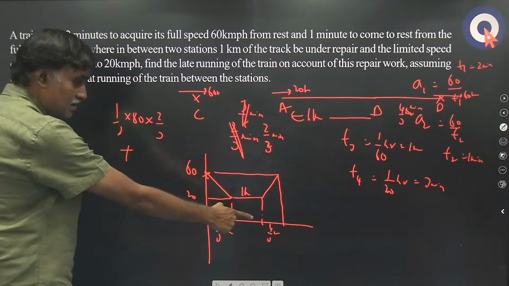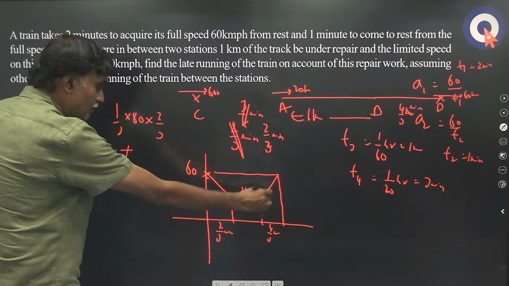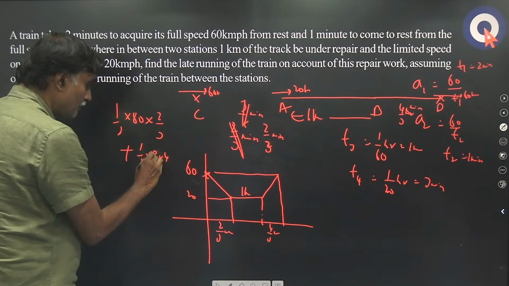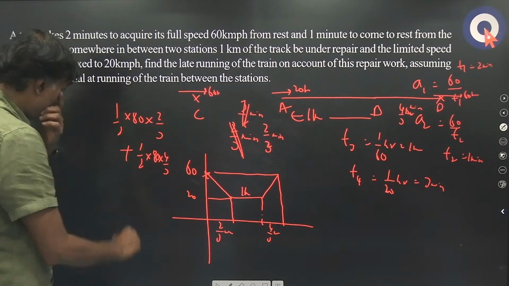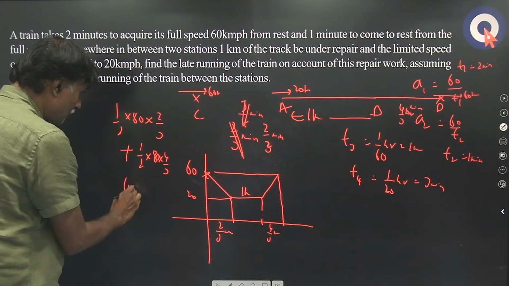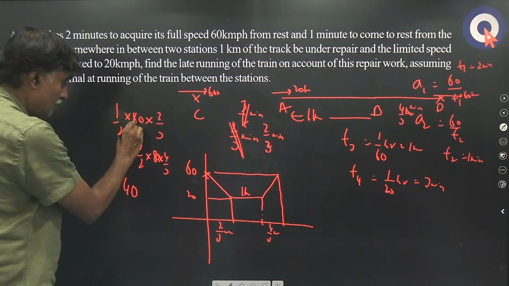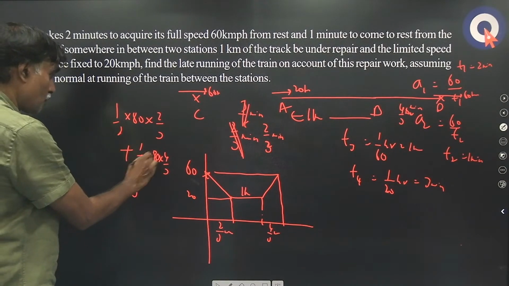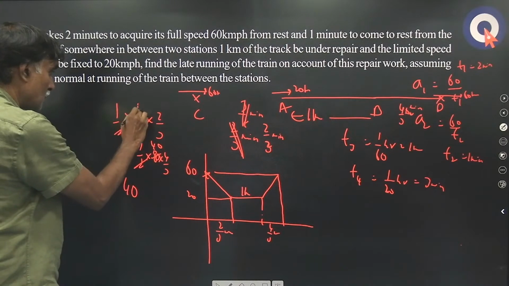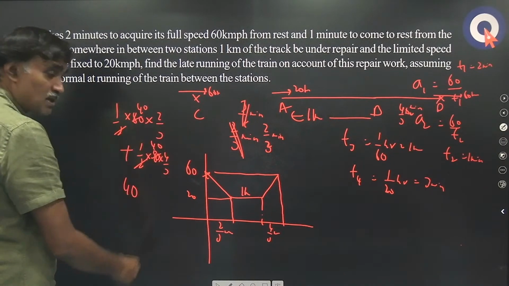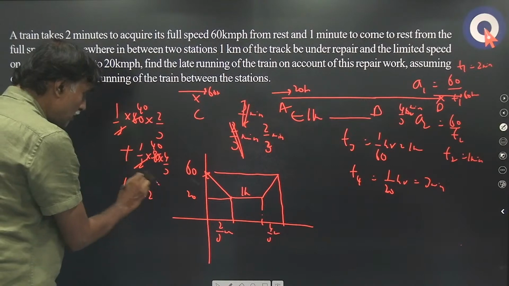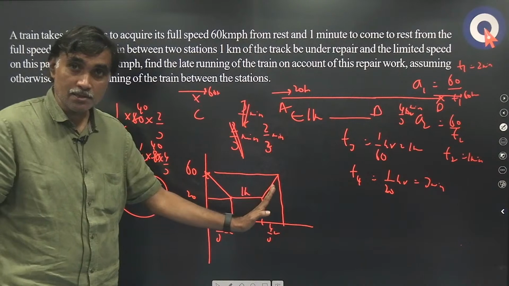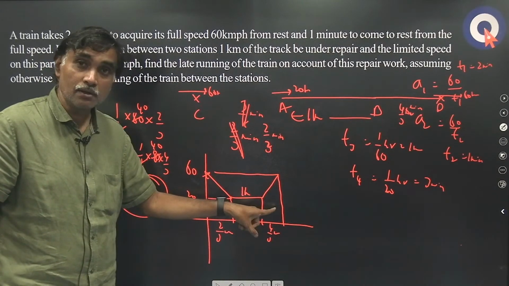Plus that distance, half into 20 plus 60, that is 80 into 4/3. So that is how much? 40 into 6/3. This is 40. If I take common, here also 40. So 40 into 2 by 3 plus 4 by 3, that is 6 by 3, 2. So 80 kilometers, some distance, okay. So this is 80 kilometers, here and here put together.